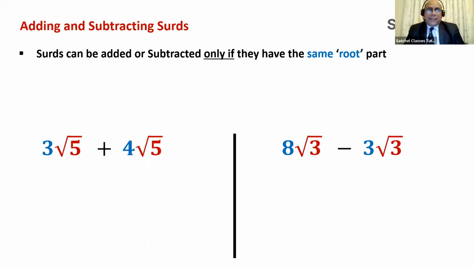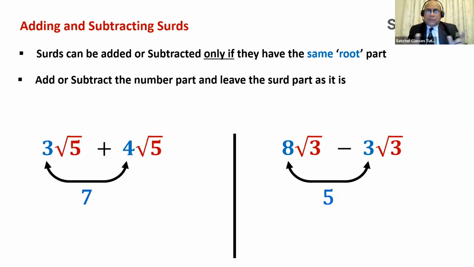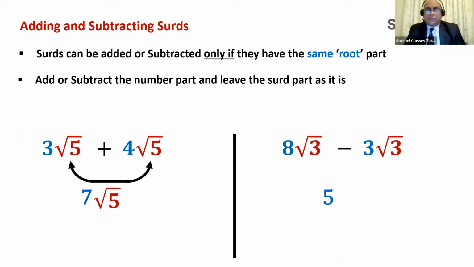So how do we do that? We add or subtract the number part and leave the root part as it is. So we add the number part, which means 3 plus 4 is 7. In the second case, 8 minus 3 is 5. Only the number part needs to be added or subtracted, and the root part is left as it is. In the first case, square root of 5 is left as it is, and in the second case, square root of 3 is left as it is. So the first answer is 7 root 5, and the second answer is 5 root 3.